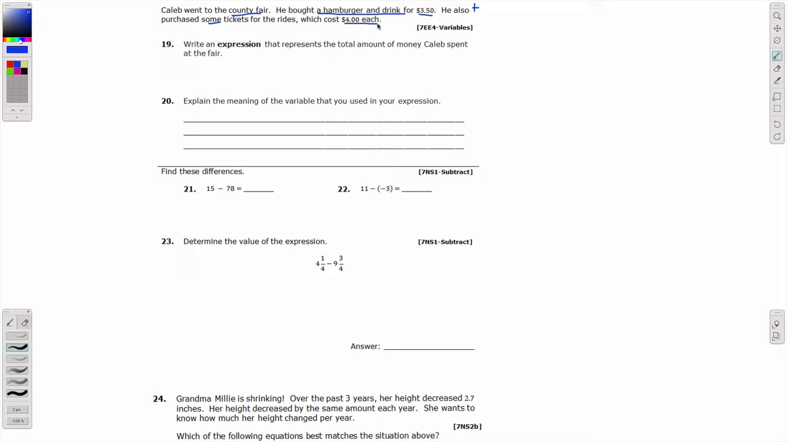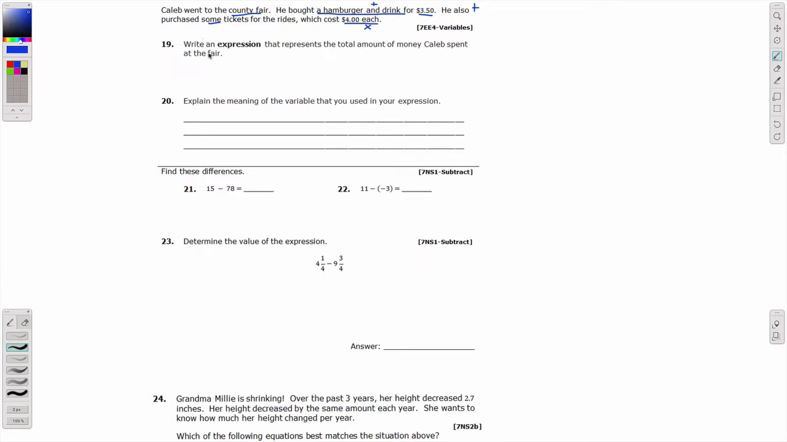Wow, it's a pretty expensive ride. $4 each. That tells me I'm going to multiply. Let me read that again. Caleb went to the county fair. He bought a hamburger and drink. This "and" makes it look like we need to add something there, but I think the total altogether, the hamburger and the drink, cost $3.50, so I don't think we need to do the work. I think the work has already been done for us. But we do need to make sure that we add the tickets.